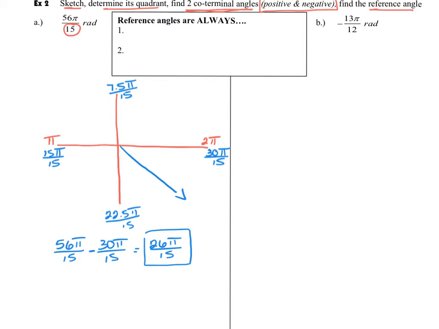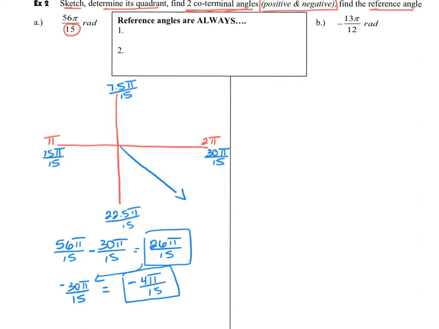And then what we also can do if we subtract a whole rotation one more time, so if I took this 26 pi over 15 and I subtracted another 30 pi over 15, I will now move into the negatives, and that will get me a negative coterminal angle. That's going to land me at a negative 4 pi over 15. So when it is thinking about coterminal angles, both of those would be coterminal angles.